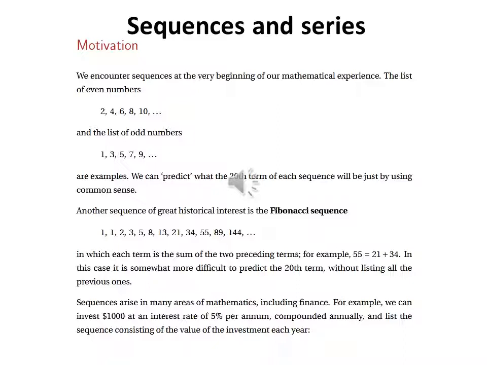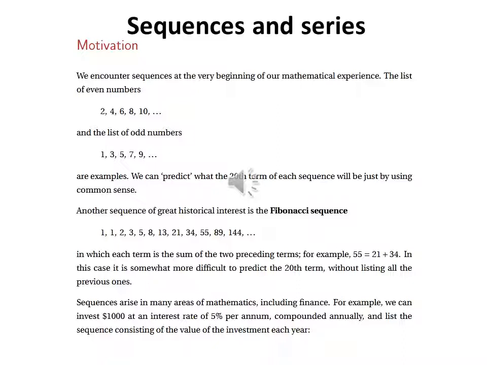For example, we can invest $10,000 at an interest rate of 5% per annum, as was stated in the financial mathematics course in first year, compounded annually, and list the sequence consisting of the value of the investment each year. So you must know that sequences must be written down in a specific order. This is the pure definition. This is the main definition for sequences. Sequences must be written down in a specific order, as we stated at the start of this lecture.